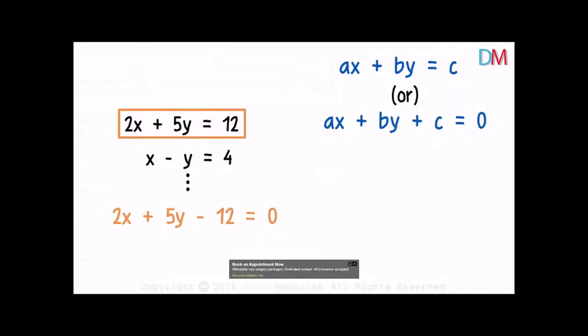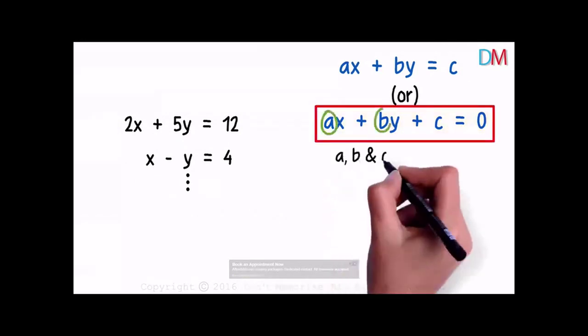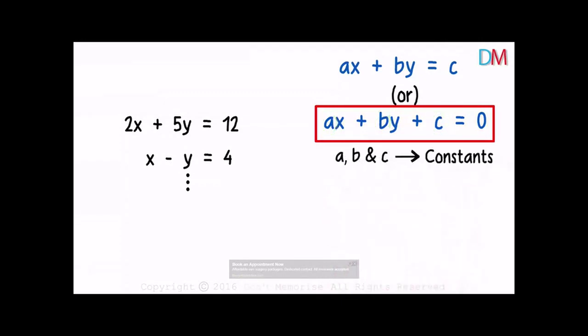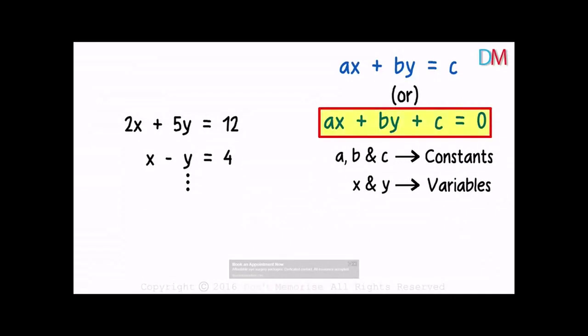For this video and the future ones in this topic, we will assume the second one to be the general equation for linear equations in two variables: ax plus by plus c equals 0. A, b and c are constants, while x and y are variables. A is the coefficient of x and b is the coefficient of y. This is the general form we will consider.